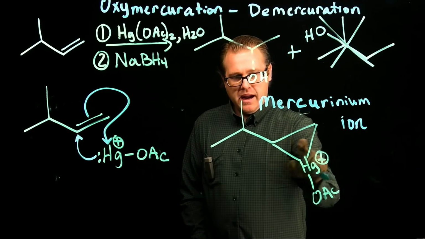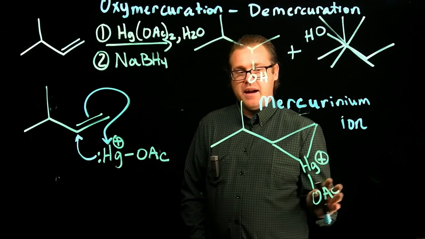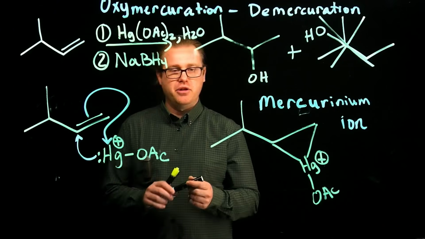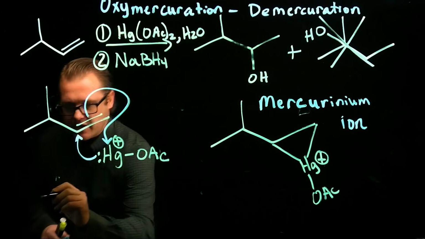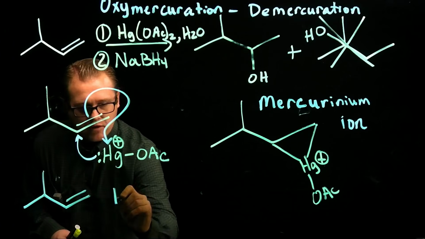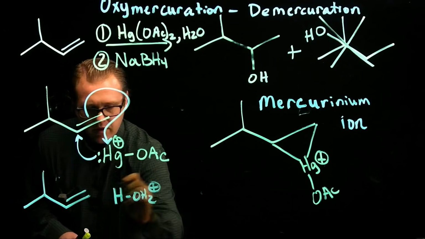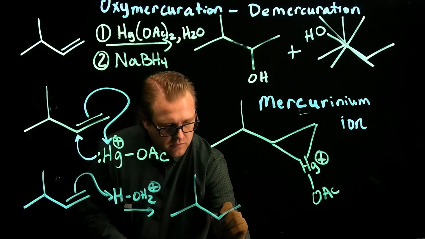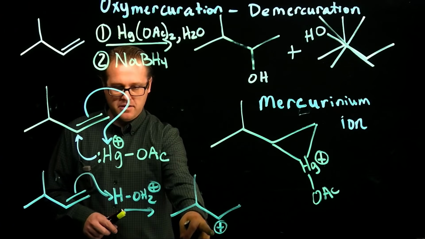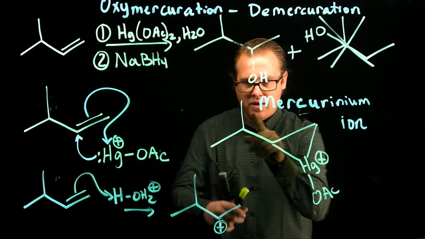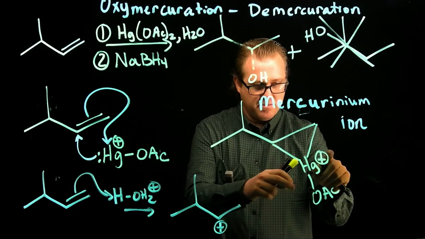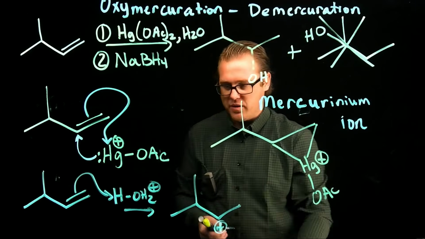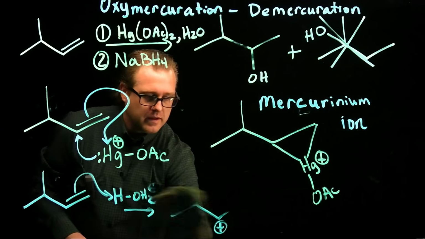Now this three-membered ring prevents any carbocation rearrangement. That's the cool thing, okay? Because when you compare it to the other reaction, remember how you treated it with the hydronium? And it went like this. And what did we generate? We generated a secondary carbocation that would then rearrange. Do you see here, when we use the mercury, the positive charge is not on any of the carbons. So that's key. So it's not going to rearrange. Okay.